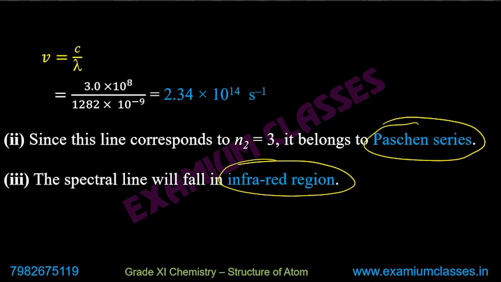Sir, which spectral lines fall in the infrared? Not lines. All lines in Paschen, Brackett, Pfund. Whatever transition is in this region, that will be the infrared region.